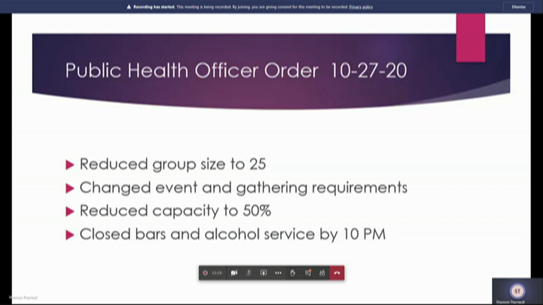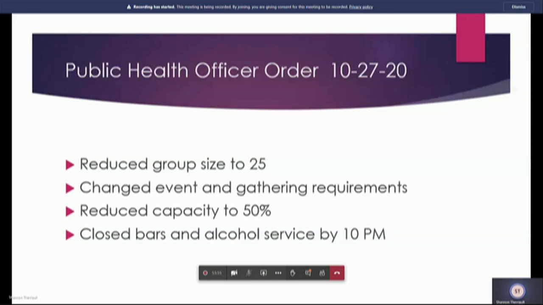And what that order did is reduce group size from 50 to 25 for events and gatherings. It also changed some of the event and gathering requirements. Originally in Missoula County, if you had an event that was over 50 people, it had to be highly structured. Now, if you have an event over 25 people, it has to be highly structured. It used to be that if you were going to have an event over 250 people, you had to have a written plan. Now, every event over 25 people has to have a written plan.